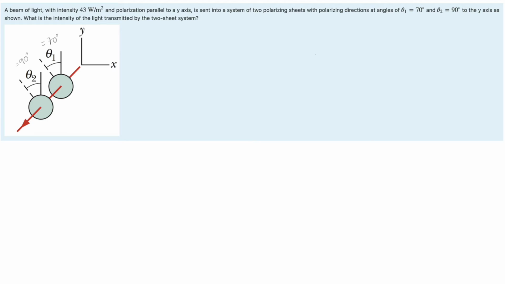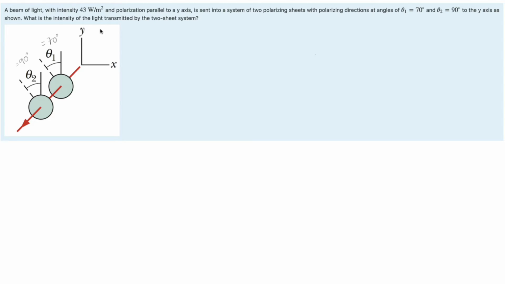Okay, so we have, for this question, a beam of light with intensity of 43 watts per square meter and a polarization parallel to the y-axis, sent into this system of two polarizing sheets with polarizing directions of θ1 equals 70 degrees, as I've written there, and θ2 equals 90 degrees, as I've written there, to the y-axis. What is the intensity of light that is transmitted by the two-sheet system?